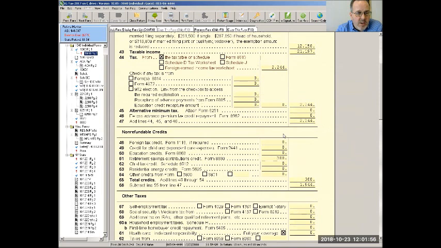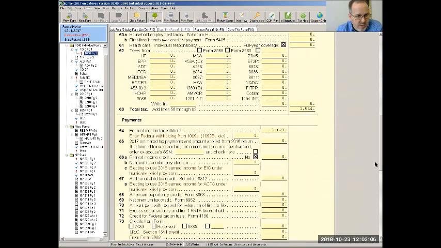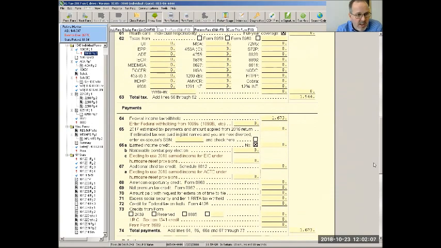And I want you to go down to line 50. Actually, let's do it this way. Let's go down to line 68, okay? Remember we said one of these refundable credits is what? The American Opportunity Credit, correct? Okay, and we have a form there that we talked about, the 8863.